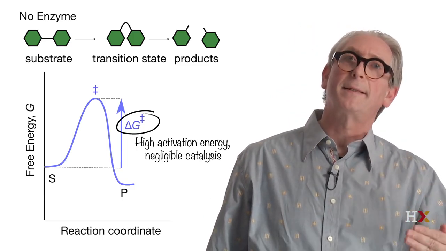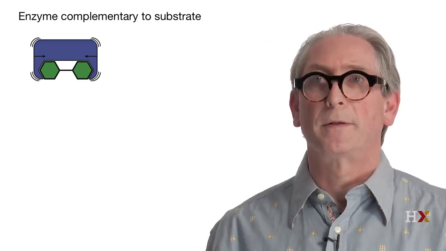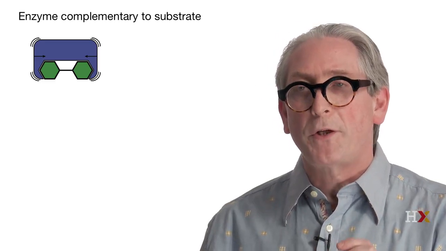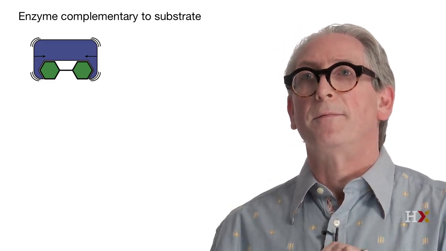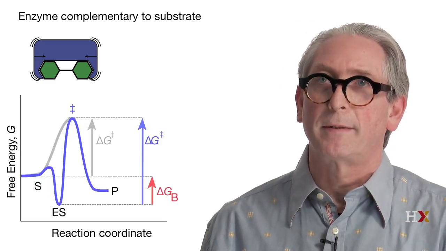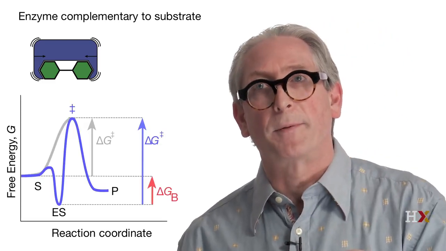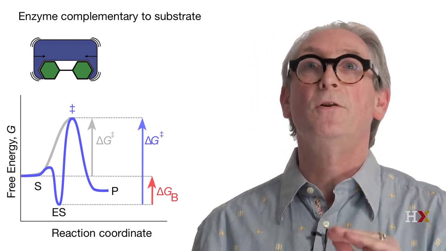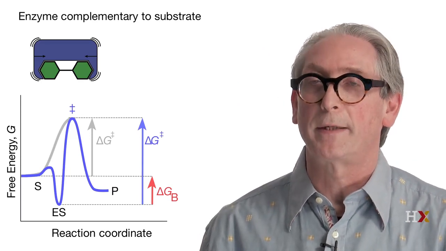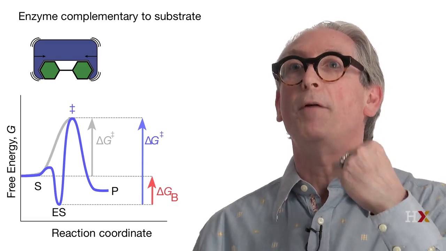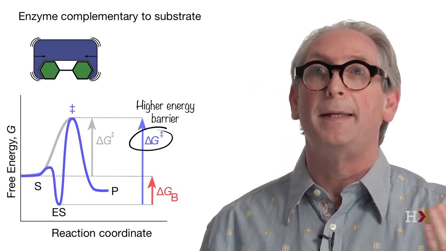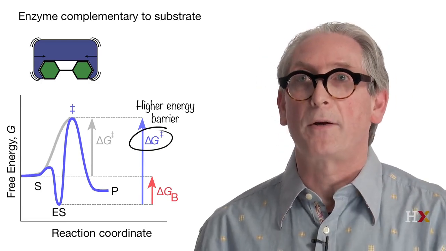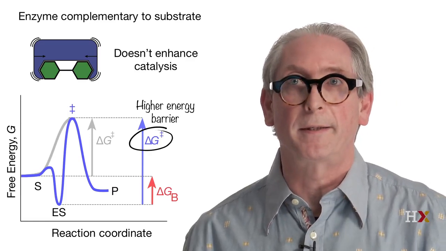Now let's take the same example using the Fischer model. So in the Fischer model, the enzyme and the substrate fit tightly together, which means that the substrate cannot reach the transition state. The enzyme-substrate complex is extremely stable. It is so stable that its free energy is lower than the free energy of the initial substrate, which means that the energy barrier that has to be overcome is even higher than in the absence of the catalyst. In other words, the enzyme, according to the Fischer model, will not help the catalysis at all.